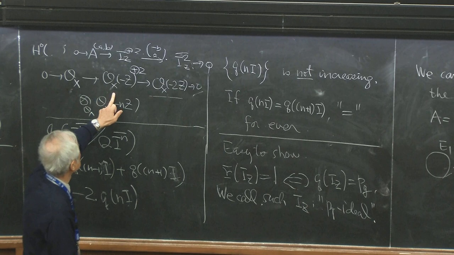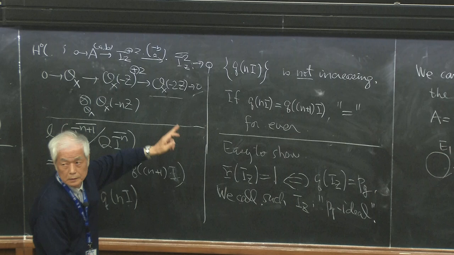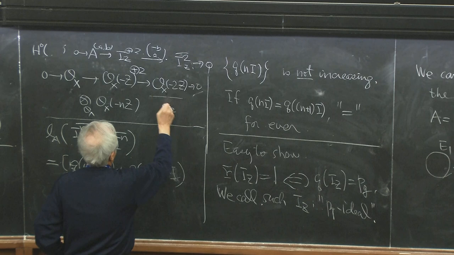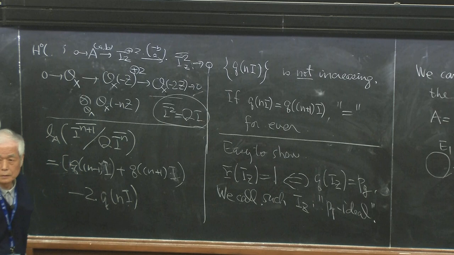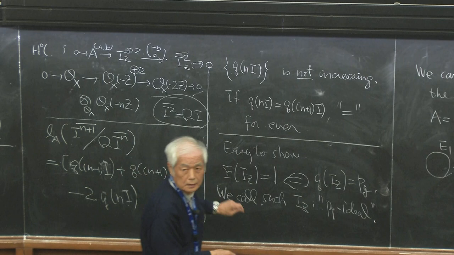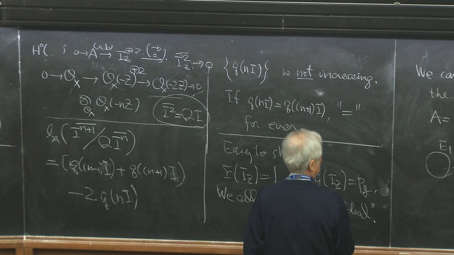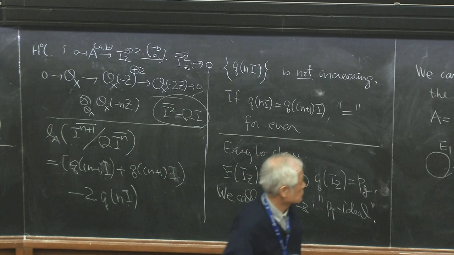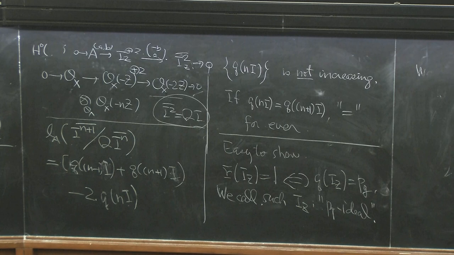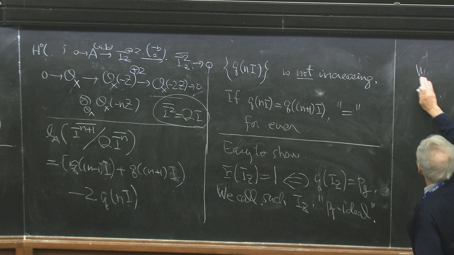I mean, H1 of these things are all the same. And then we have, okay, so this means R bar is 1. So this trivially shows that A is a rational singularity.